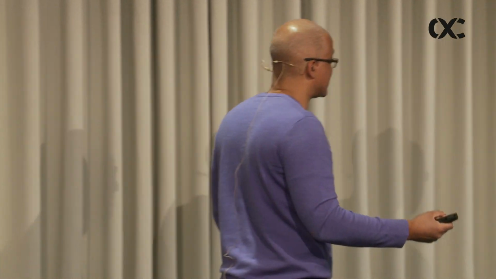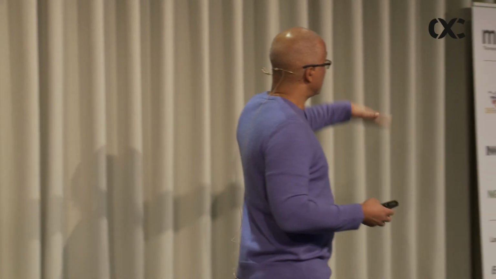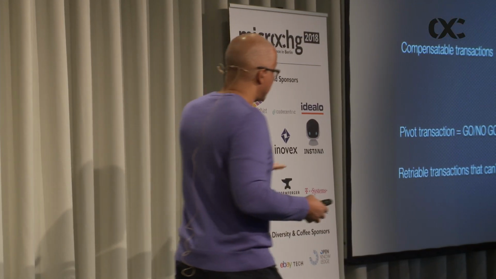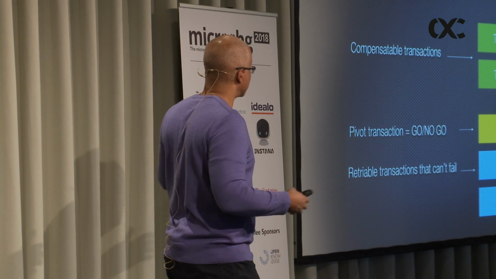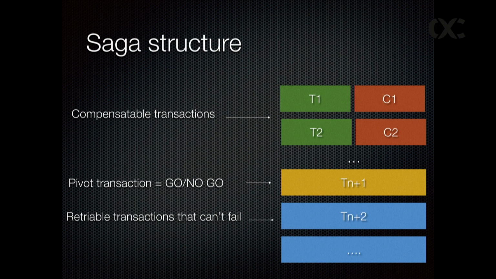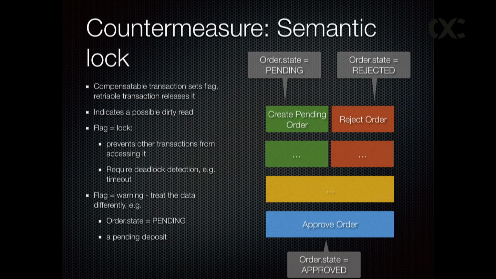And then after the pivot transaction are a series of transactions that are just guaranteed to succeed. So the debit would be a pivot transaction, and the credit account would be a retriable transaction. They just can't fail, so there's no need to have any compensating transactions. In other words, if you put stuff after the pivot transaction, it isn't going to fail. That's kind of important. So that's the idea. So there's a whole series of countermeasures.